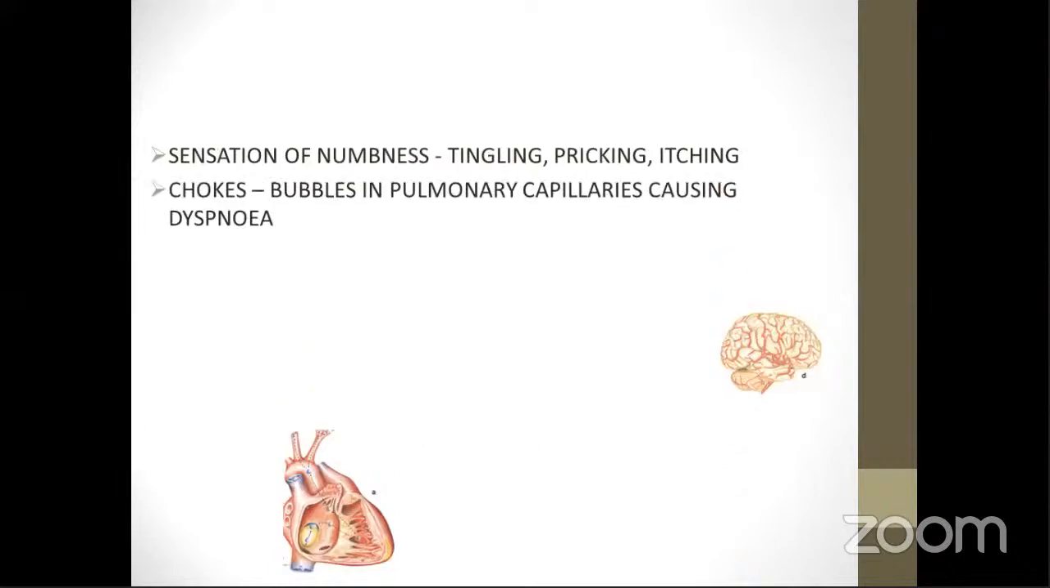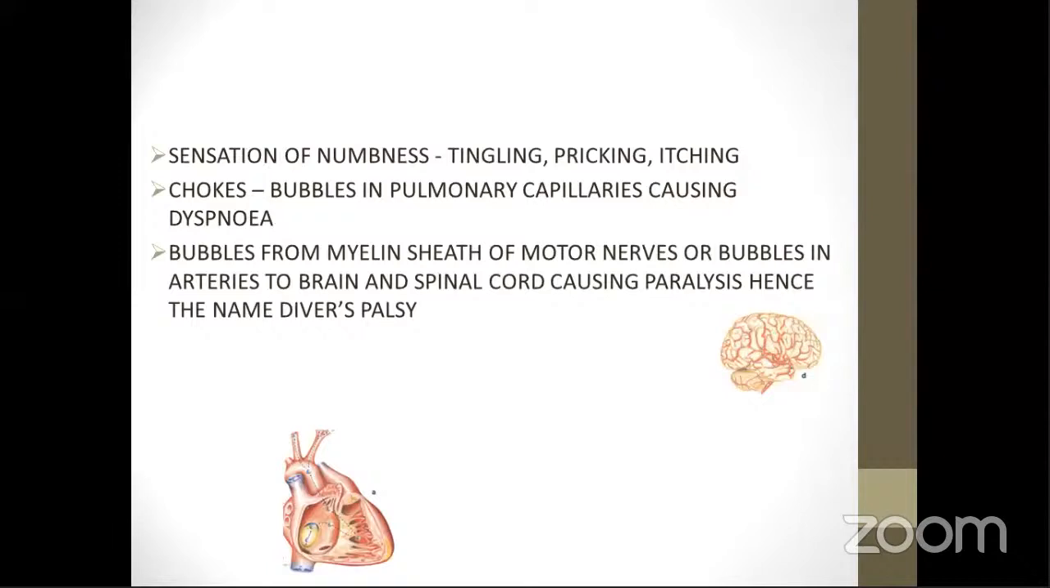And chokes means dyspnea. The bubbles in the pulmonary capillaries cause dyspnea. And bubbles from the myelin sheath of motor neurons, or bubbles in the arteries to the brain and spinal cord, can cause paralysis, and hence the name diver's palsy. Okay, and bubbles in coronary arteries can cause myocardial damage, myocardial ischemia, and chest pain can occur.